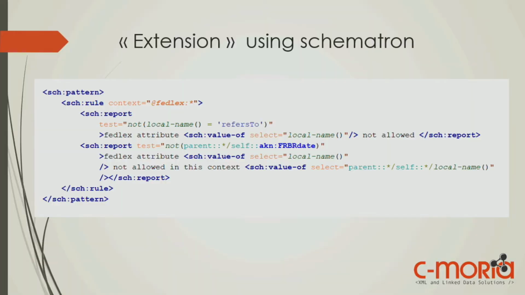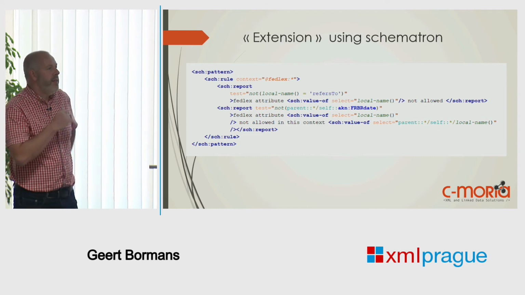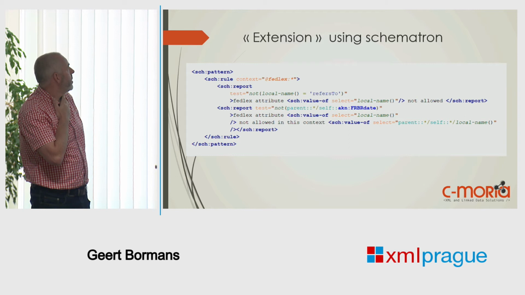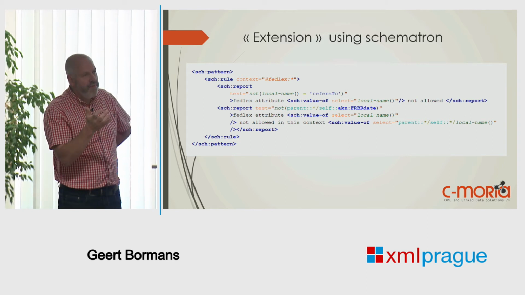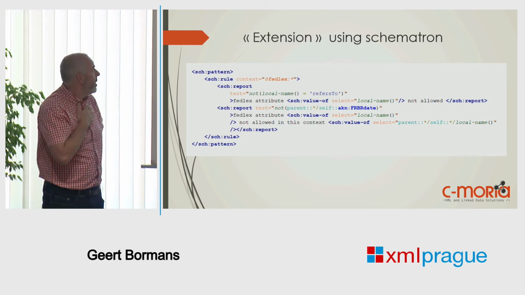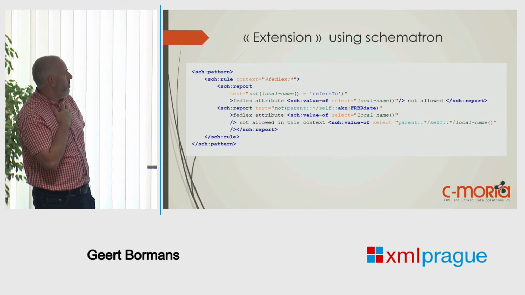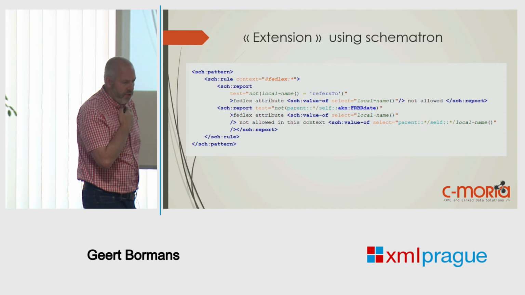My extension is almost done. It is a restriction of the full extensibility of the foreign namespace attributes, saying that if you're using attributes in the fedlex namespace, make sure they're only allowed on a Ferber date element, and the local name needs to be referred to.